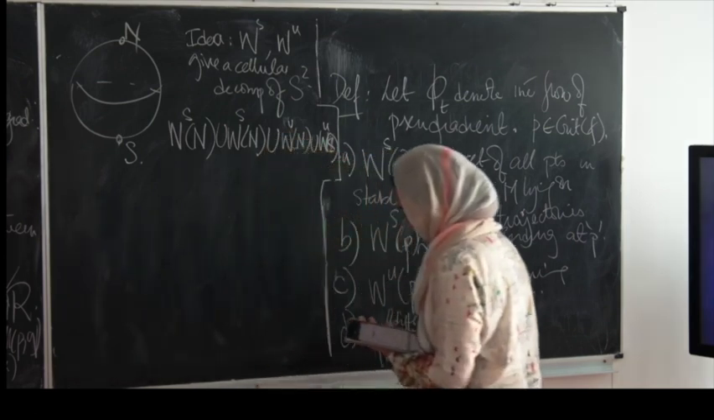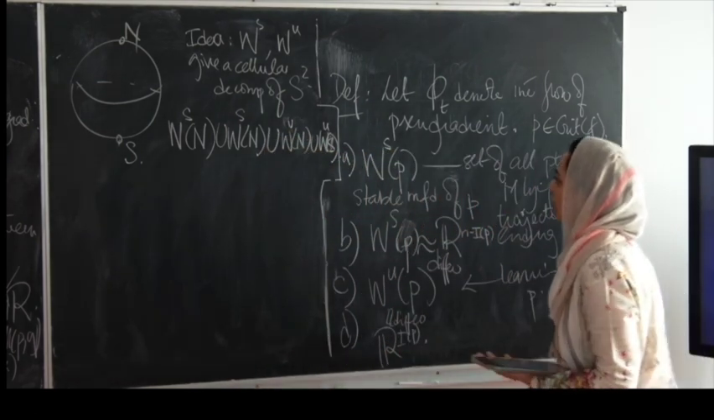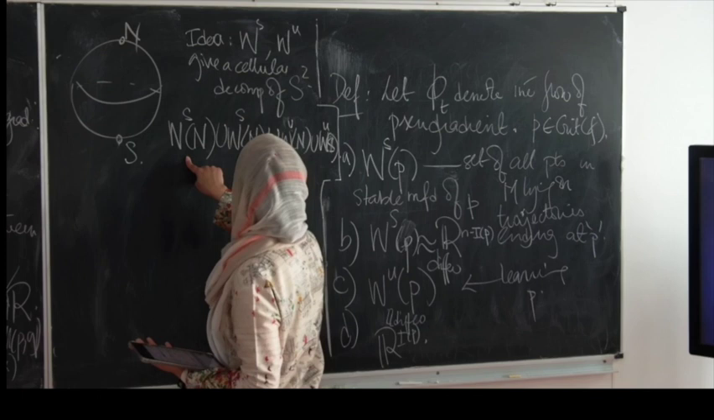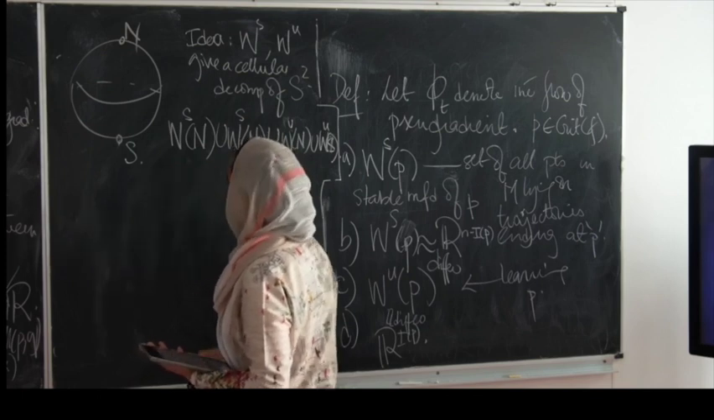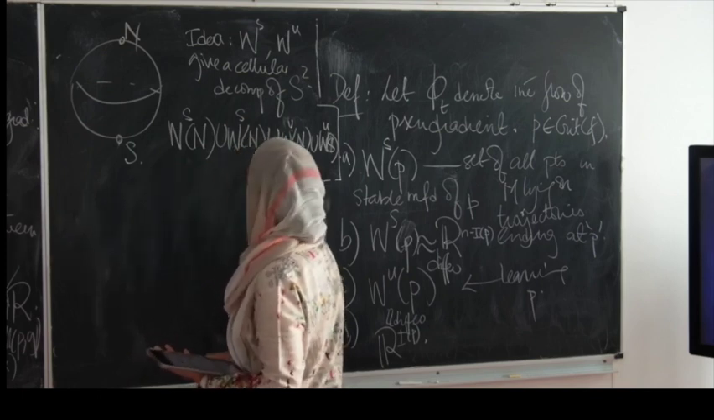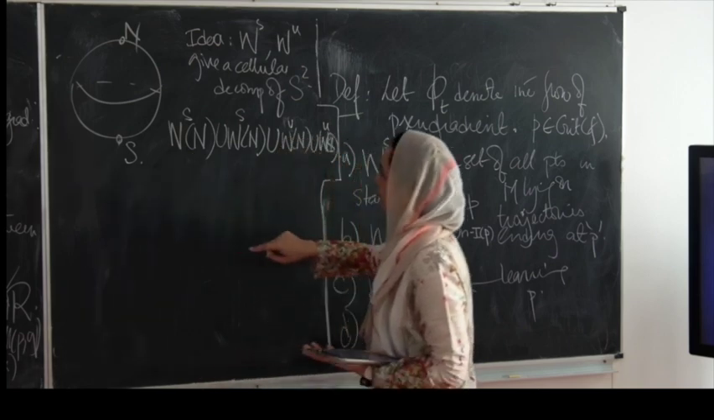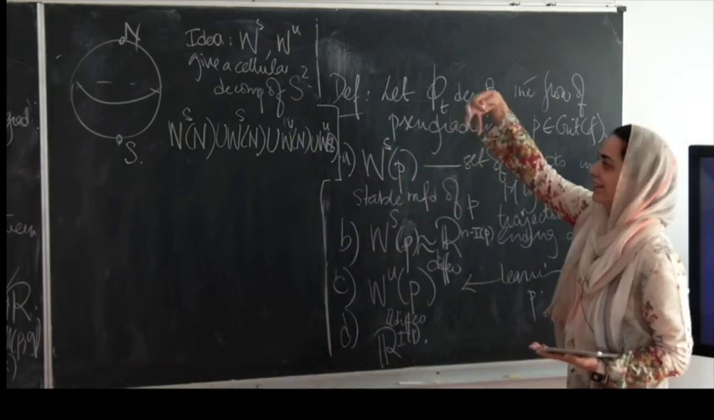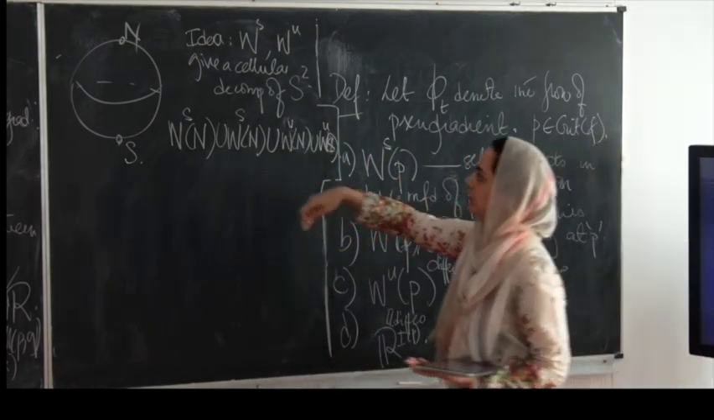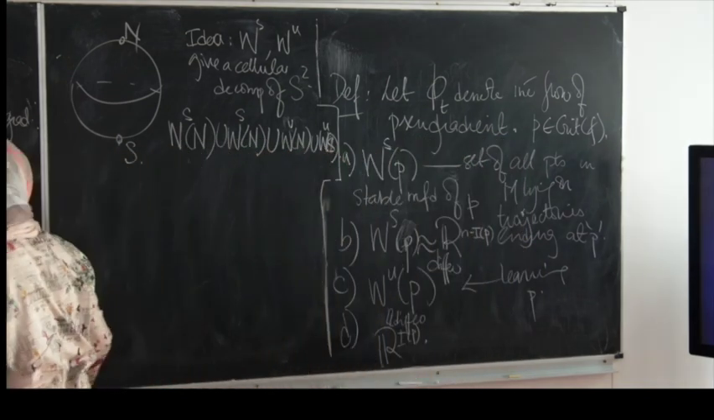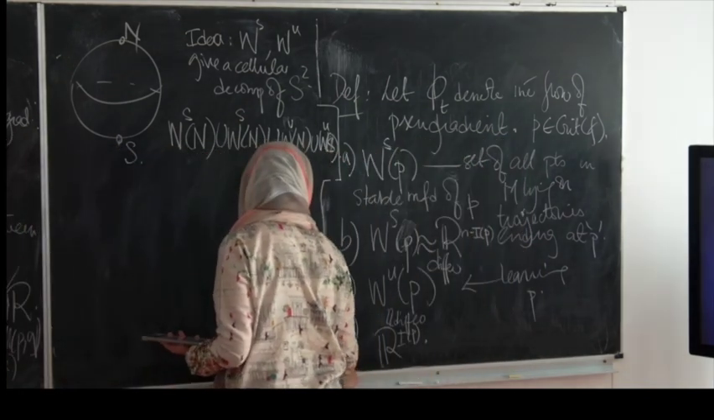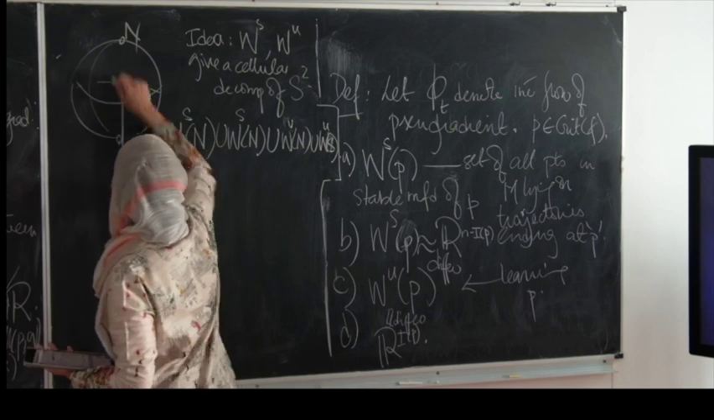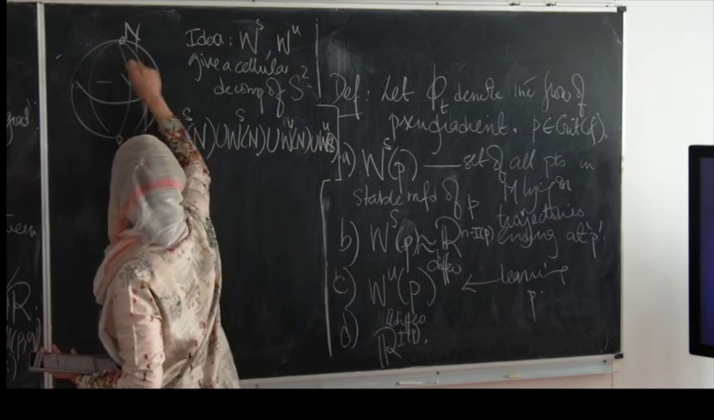Okay, so what do we have here? We're looking at the stable manifold, and we're looking at downward trajectories. Remember, this is what they look like. I have green over here. This is what they look like, pointing downwards.